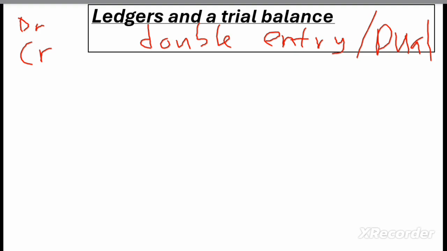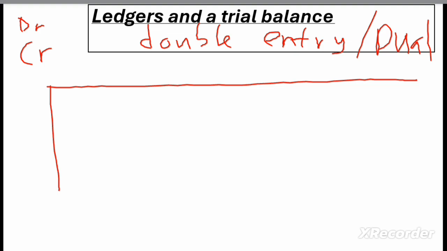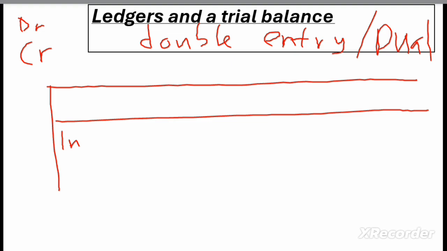You used to learn in grade 9: debit the receiver, credit the giver. So we will be debiting the account that is increasing, the account that is receiving. Then we credit the account that is giving out or that is decreasing. Here is a guide that will help us. It's more like a table. Let me write it like this. This table is going to guide us: this is if there is an increase, and this is if there is a decrease.